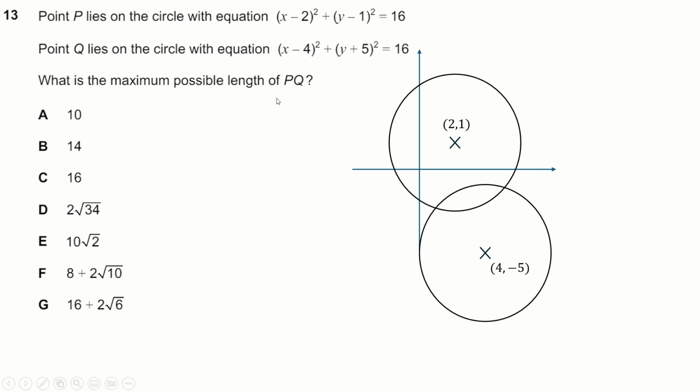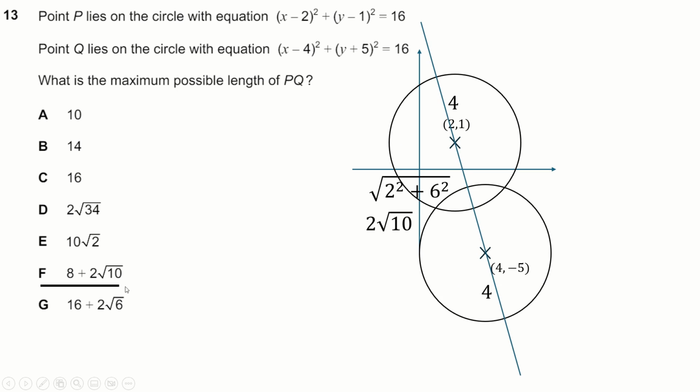Now, what's the maximum PQ? If P is some point on here, Q is some point there, we'll just draw a line there, and then P will be this point, and Q will be this point for maximal distance. Distance is, of course, 4. It's the radius of the circle. Distance is 4 down here. The distance between the two centers, I've already said, is root 40, because it's 2 squared plus 6 squared, which is 2 root 10, and you just add those things together. You get F as your answer.